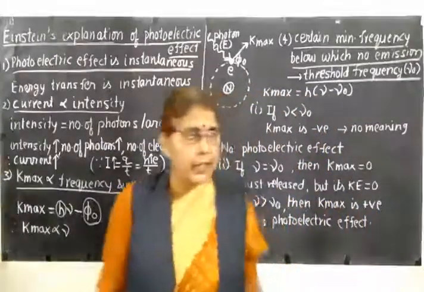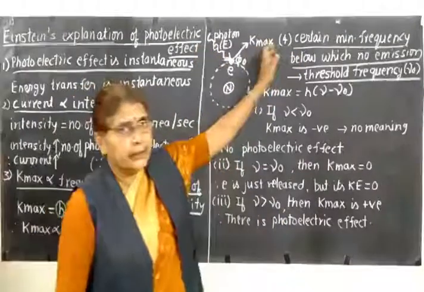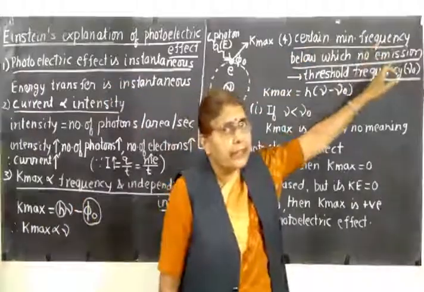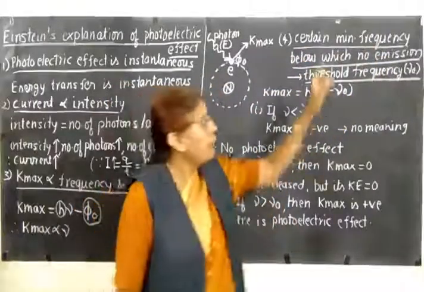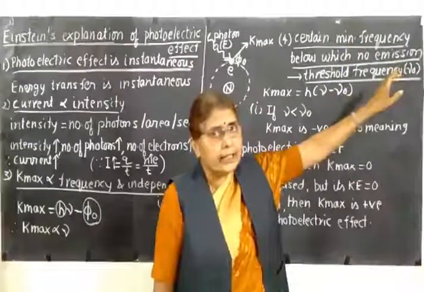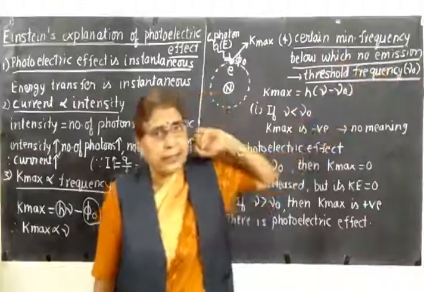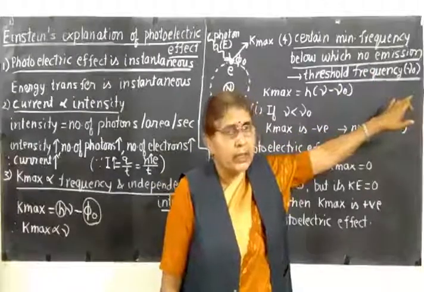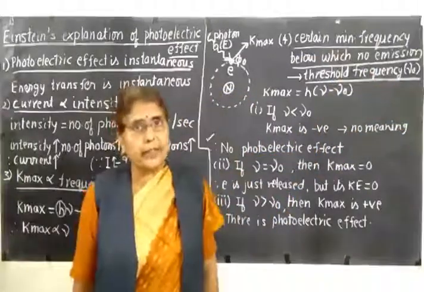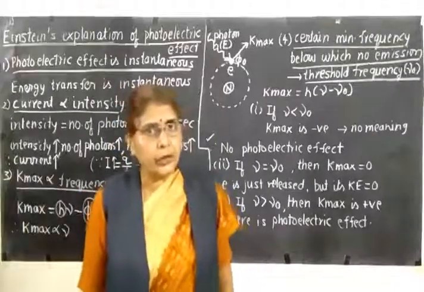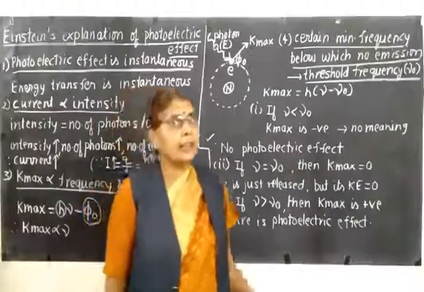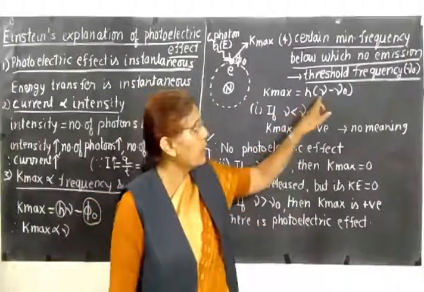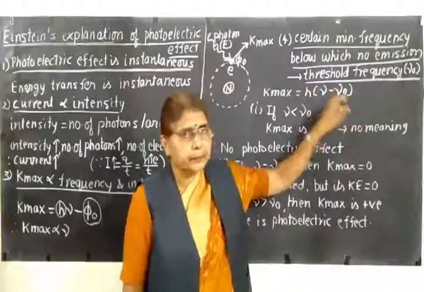Now the next observation, that is for a given metal, there is a certain minimum frequency of incident radiation below which there is no photoelectric effect. And this minimum frequency, we call it the threshold frequency denoted by nu 0. So let us explain this threshold frequency based on Einstein's photoelectric equation. Let us take the other form of Einstein's equation: Kmax is equal to h into bracket nu minus nu 0.